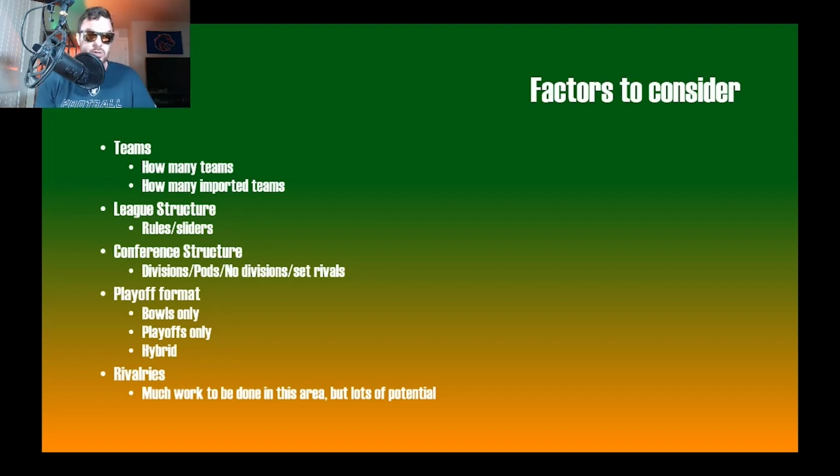Your league structure, what do you want, your rules, your sliders, basically the league structure, meaning like, do you want to have pass interference called a lot more, called a lot less? Do you want injuries? Do you want speed threshold? Those are the factors you can consider there. Also, the conference structure. And again, factors to consider, you had your divisions, you want pods, you want no divisions, you want to set rivals, something like that.